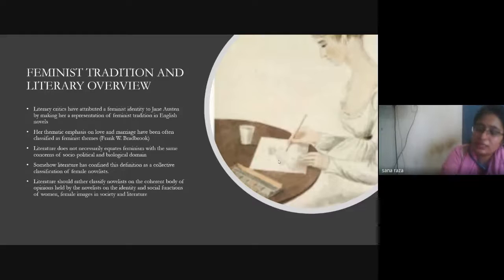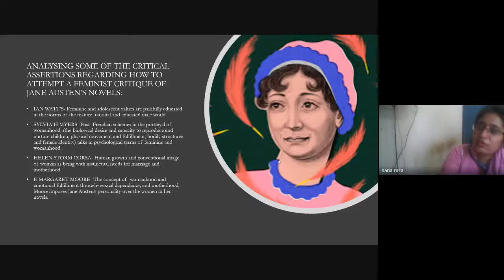Now, these are some of the critical assertions, what critics say about Jane Austen. Some of them, like Irwin Wordsworth, say that feminine and adolescent values are painfully educated in the norms of the mature, rational and educated male world. So basically, there are men.